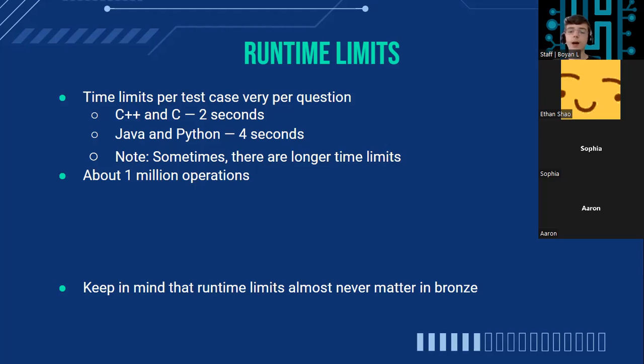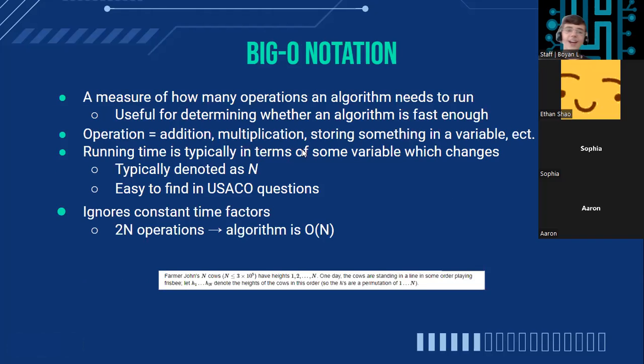I'll talk more about what an operation is in a bit, but one final note is that runtime limits almost never matter in bronze. So that's what I meant by if you find yourself using a more complicated algorithm, there's probably a simpler way. Since you won't really need to do anything to make your code more efficient for the most part in bronze level.